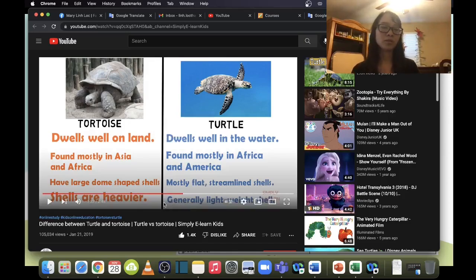We see the tortoise dwells on land, whereas the turtle lives in the water. Tortoises are found mostly in Asia and Africa. Turtles are found mostly in Africa and America. And they live in the ocean and the sea, so they are called sea turtles. Tortoises have a large dome shell, and most turtles' shells are flat and streamlined. The shell of the tortoise is heavier, but the turtle shell is light.